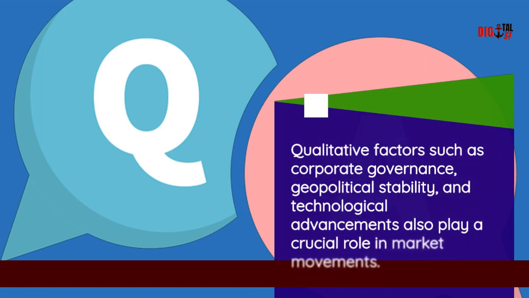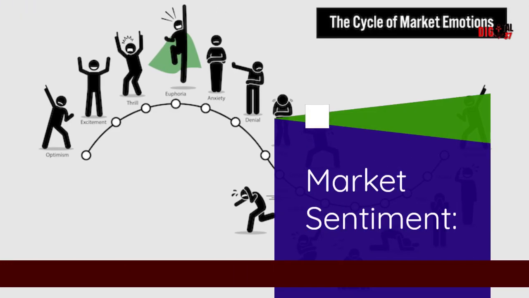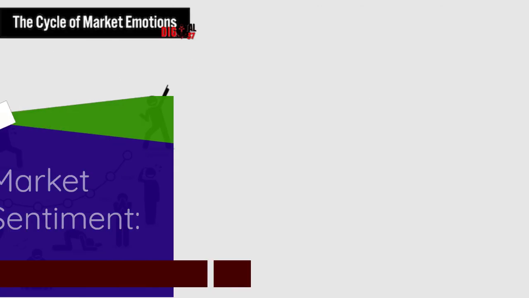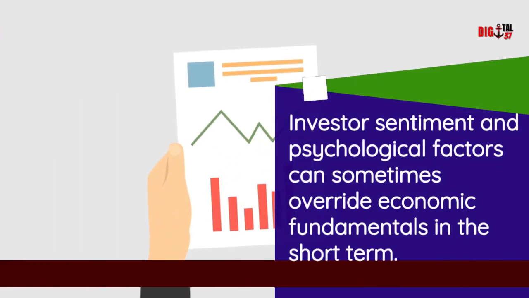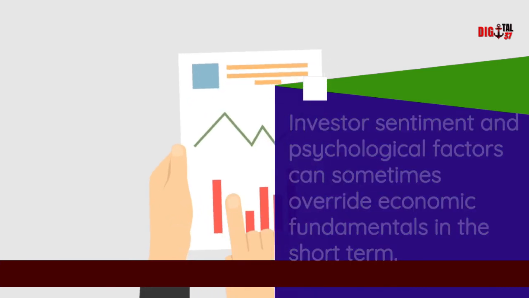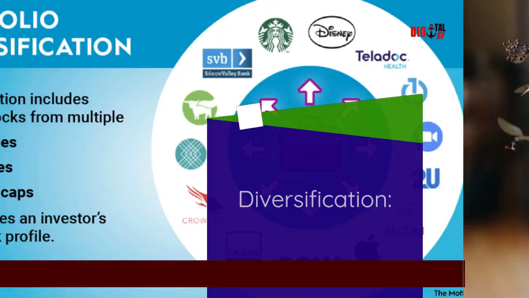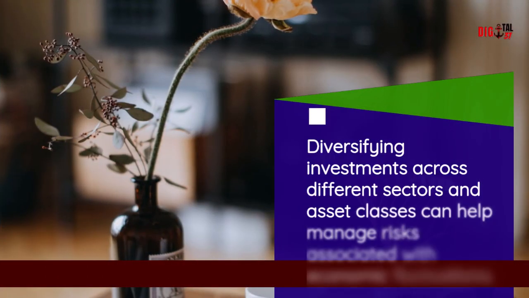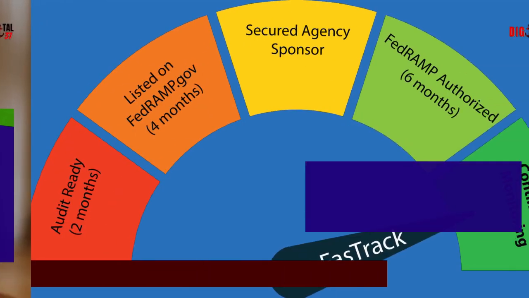Qualitative factors such as corporate governance, geopolitical stability, and technological advancements also play a crucial role in market movements. Investor sentiment and psychological factors can sometimes override economic fundamentals in the short term. Diversifying investments across different sectors and asset classes can help manage risks associated with economic fluctuations.